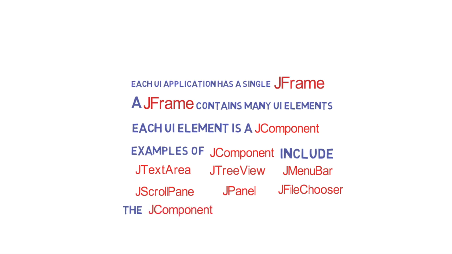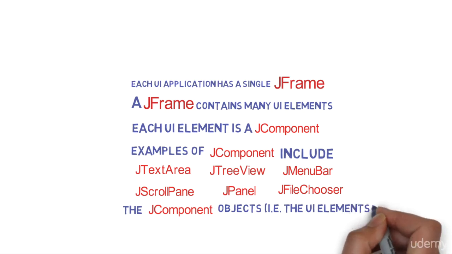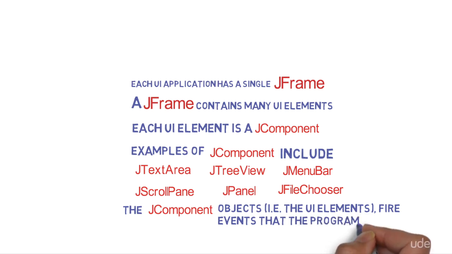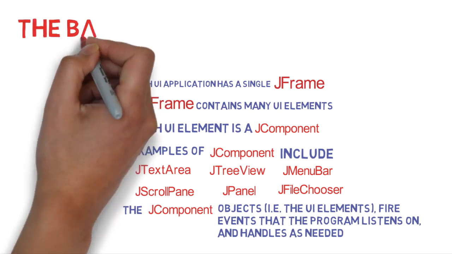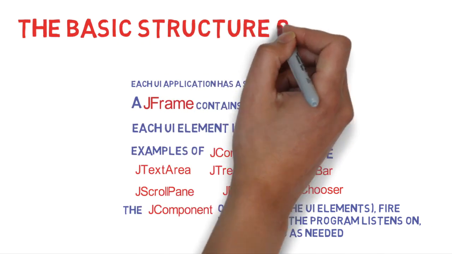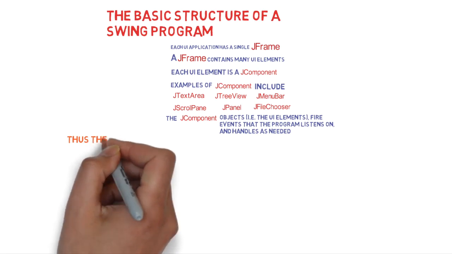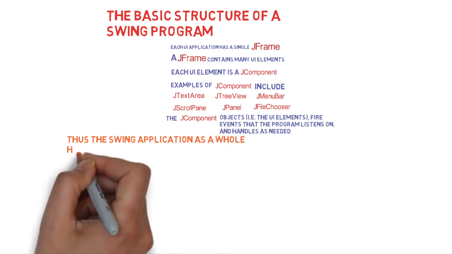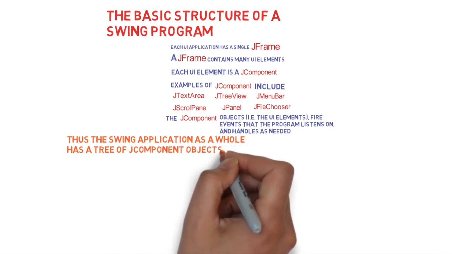These JComponent objects, the UI elements, fire events that the program listens on and handles as needed. So the entire base class implementation of the JComponent has a lot of standard shared code which is able to handle these events and allows the UI application to listen on these. Now, the Swing application as a whole has a tree of these JComponent objects. So you can have a button within a panel, a text area within a panel and then a scroll pane inside it, and then a text area inside that. So the Swing application as a whole has this tree of JComponent objects, or the UI elements.